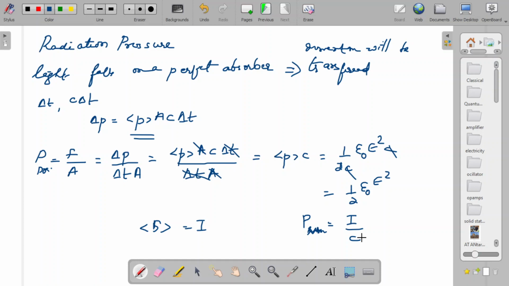Okay, so this is all we have learned in this session: we focused on the energy of the electromagnetic wave, then the momentum of the electromagnetic wave, and we also discussed the radiation pressure.